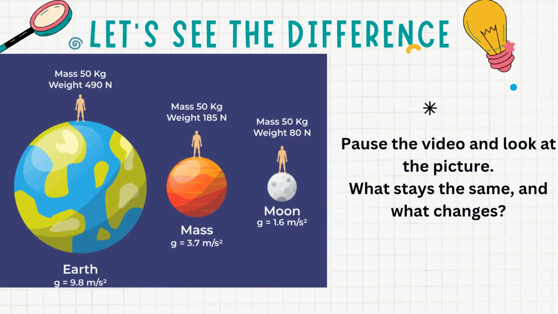So far, we learned that mass tells us how much matter an object has. But when we say something is heavy or light, are we talking about mass? Or are we talking about something else? Look at the picture. Now pause the video and conclude. What stays the same, and what changes? When you are ready, press play and we will continue.